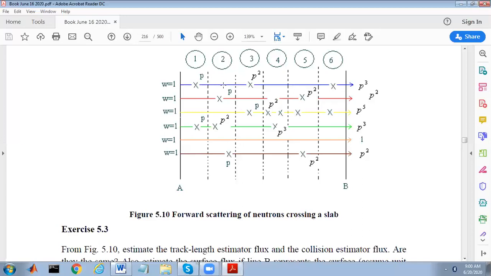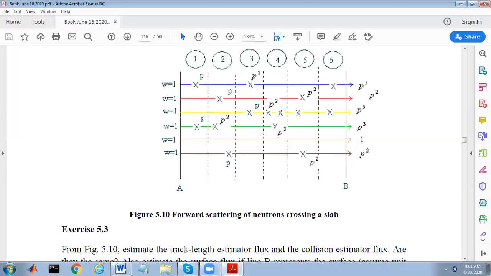It travels, it does not interact with the second region. It comes out over here in the third region. After the second collision, its weight is p squared. It has its third interaction in region 6, and it comes out with a weight of p cubed. The second history is the red one, which starts with a weight of 1. First collision in region 2, second in region 5, and how much emerges? p squared. So if p is 0.6, then 0.36 comes out. The third history has its series of collisions in the third, fourth, fifth, and sixth regions, and what comes out is a smaller weight.